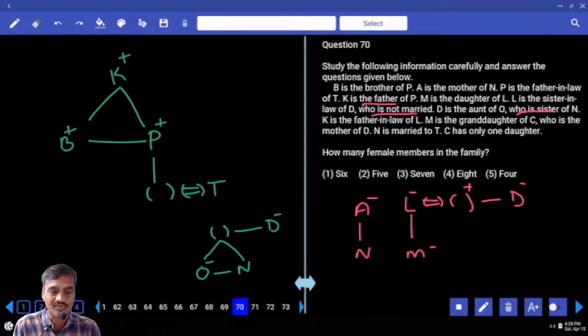K is the father-in-law of L. Now this K is the father-in-law of whom? Father-in-law of L. That means K is the father-in-law of L.